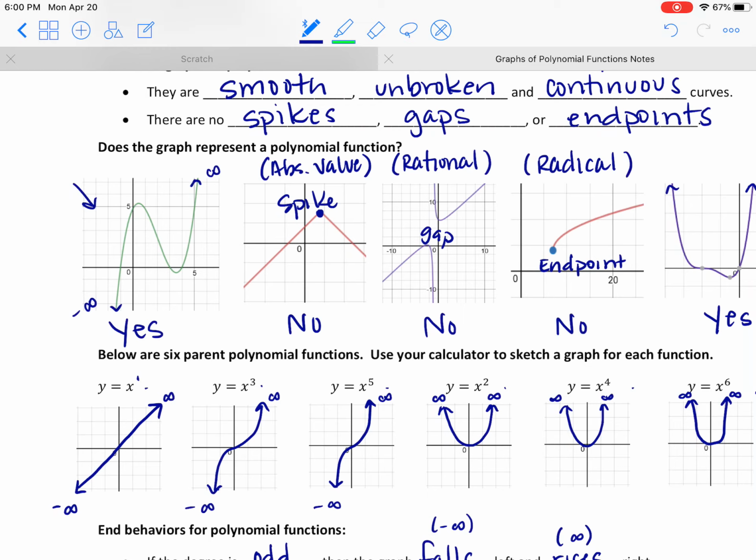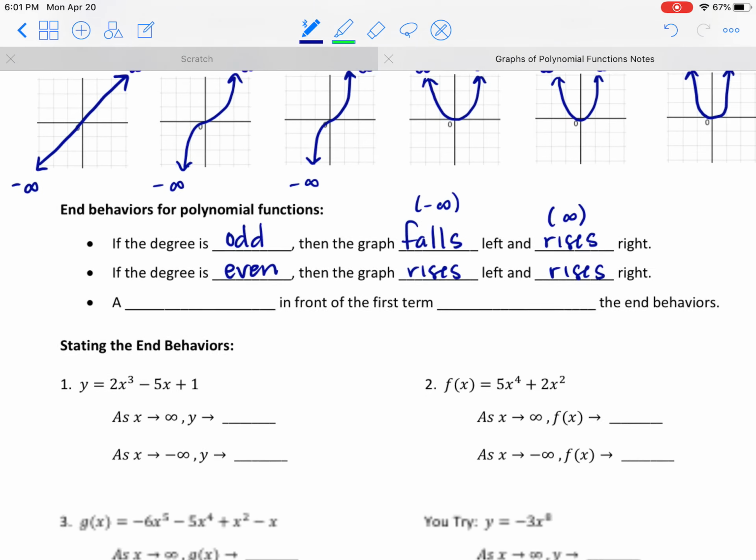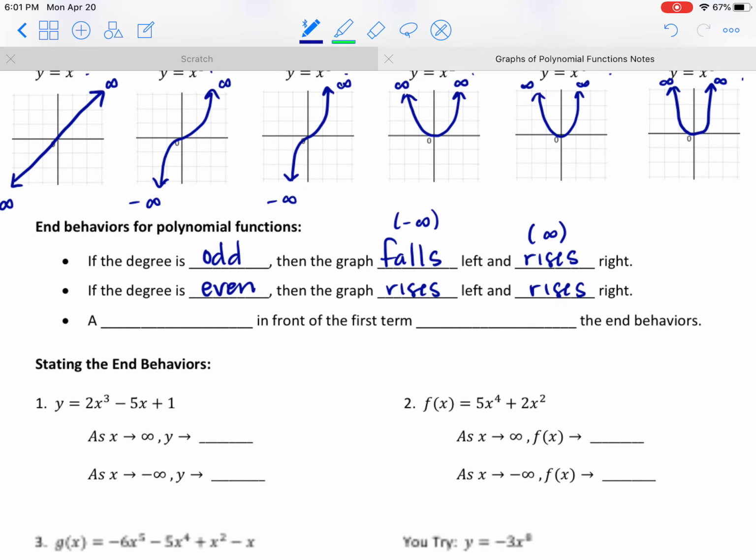Okay, so over here, this polynomial function, the fact that this side is falling and this side is rising, or going down and going up, tells me that this had to be a polynomial function with an odd degree. So an x to the third or x to the fifth or something odd, okay?